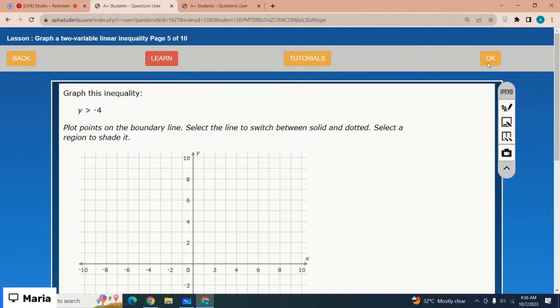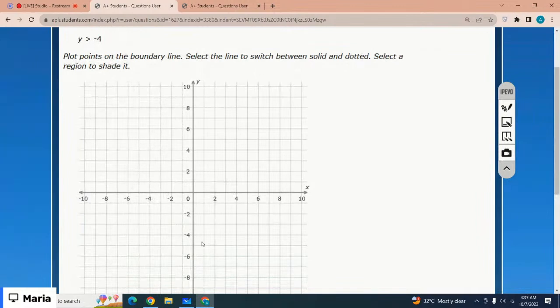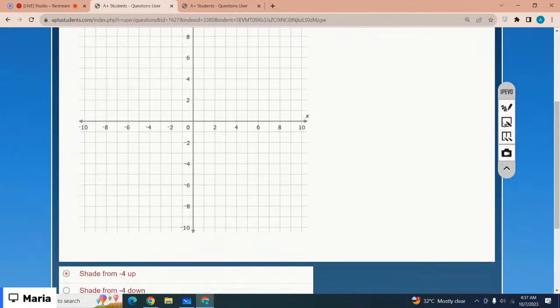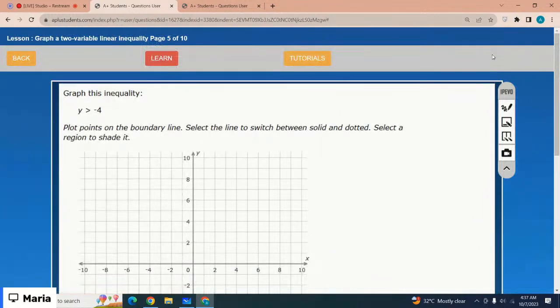Graph the inequality y is greater than negative 4. So which is the correct option? Y is greater than negative 4. Here is negative 4, right? That means up from negative 4. Shade from negative 4 up, right? Option number 1 is the correct option.